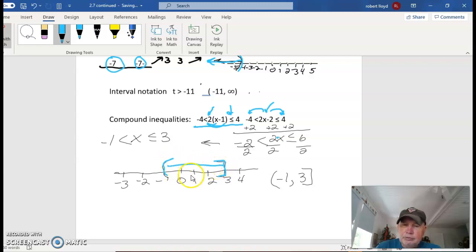So now, when you do your interval notation, you can see that you're going to start on the left with a parentheses and on the right with a bracket, because the -1 cannot be included, but the 3 can. And then you put your numbers in, -1 to 3. So it's all those numbers on the number line, greater than -1, less than or equal to 3. And that is 2.7.